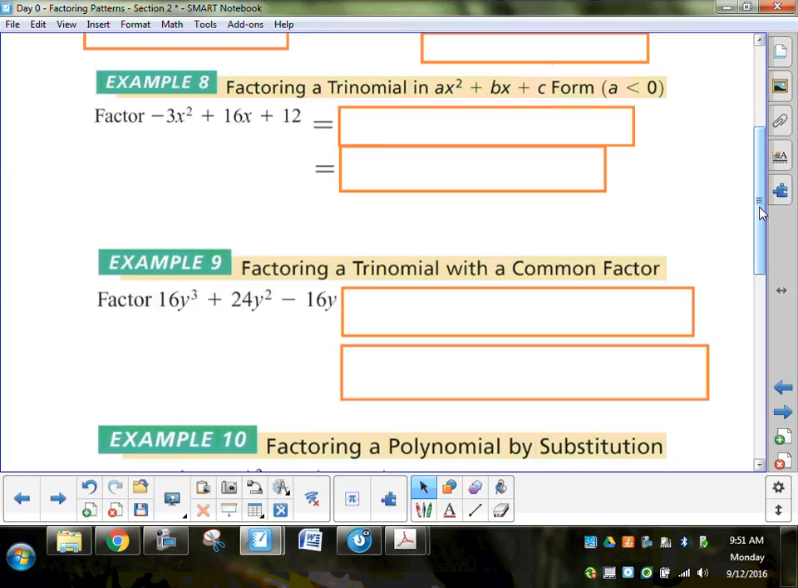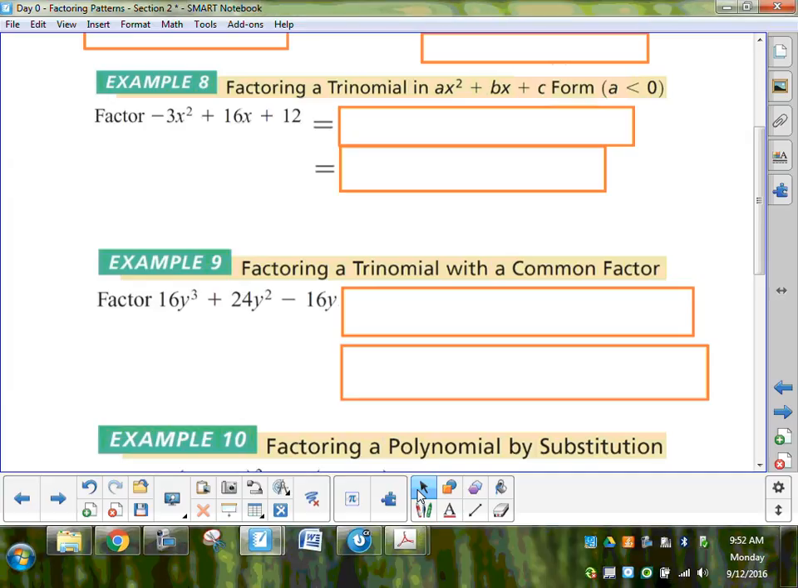Now, there's one problem. You said divide out a negative 3. Does 3 go into 16? Close, though. What else could we do? Let's just take out a negative 1. So if I take out a negative 1, look at now what I'm left with. And that's going to be factored by guess and check.